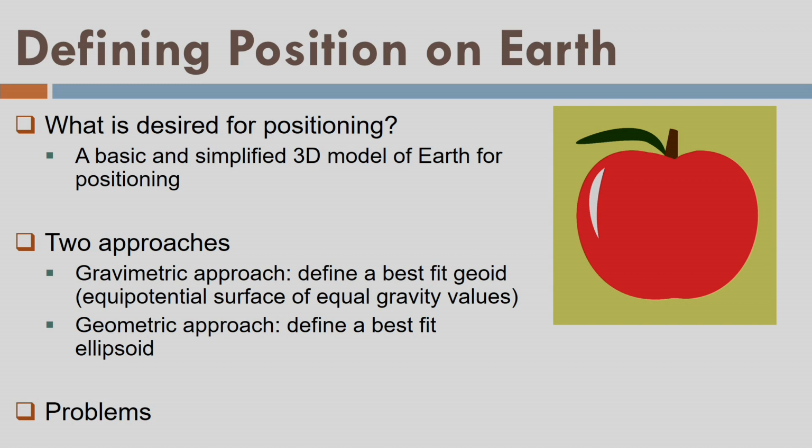First is the gravimetric approach, which says to define a best fit geoid, that is an equipotential surface of equal gravity values. That is, first determine the gravity values on the surface of the Earth and fit a surface which is the best fitting surface through those gravity values. Good approach, because it is going to solve all the problems in a sense: if I measure the xy distance as well as the third, the gravity direction distance, I can do the 3D surveys the way I want.